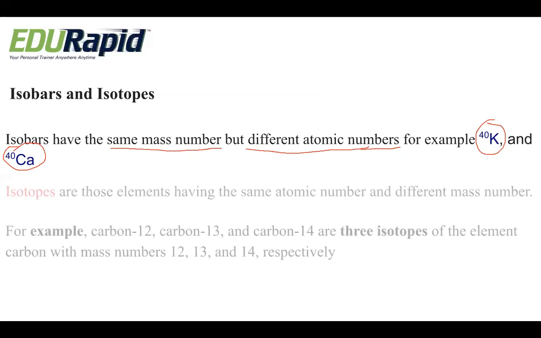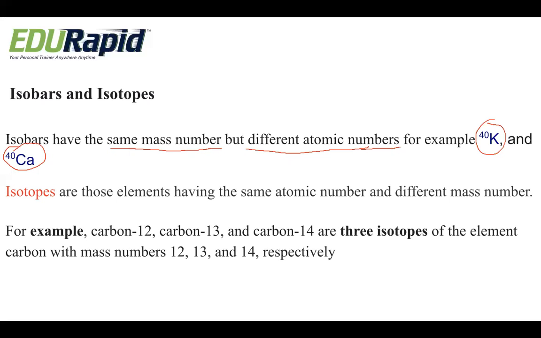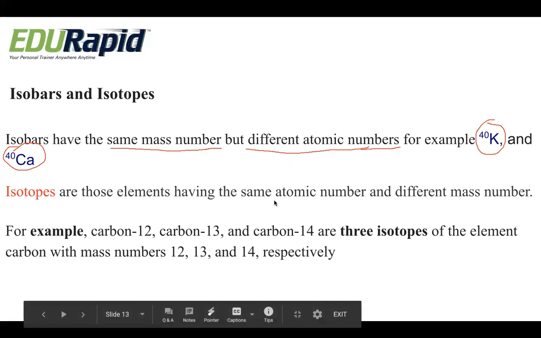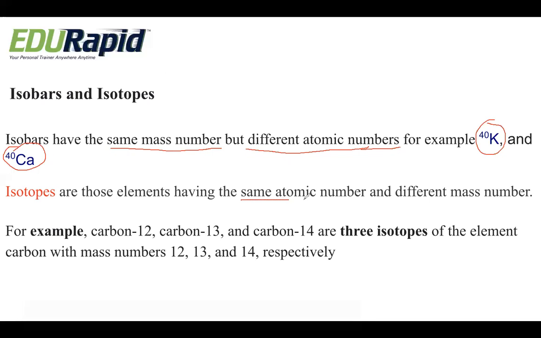Now what do you mean by isotopes? Isotopes are those elements having the same atomic number but different mass number. That is just vice versa to isobars. Isobars have the same mass number and different atomic number, while isotopes have the same atomic number but different mass number. For example, carbon 12 has isotopes, that is carbon 13 and carbon 14. They have different mass numbers, that is 12, 13 and 14. So these three are examples of isotopes.